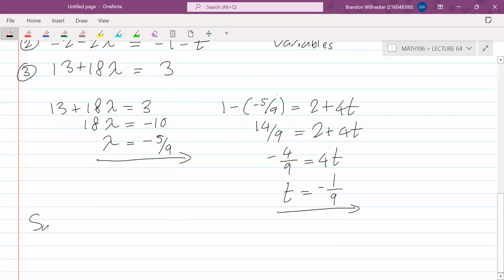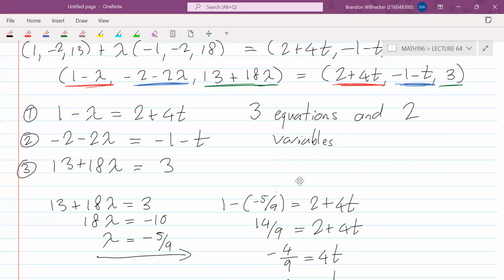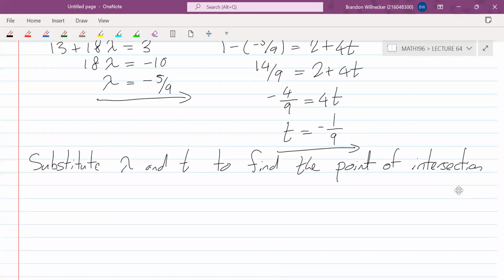Now substitute lambda and t to find the point of intersection. You can substitute it into what we have here, 1, 2, and 3, or you can substitute it into the original vector form. It doesn't matter which one you use. So let's do that. So we can say check.